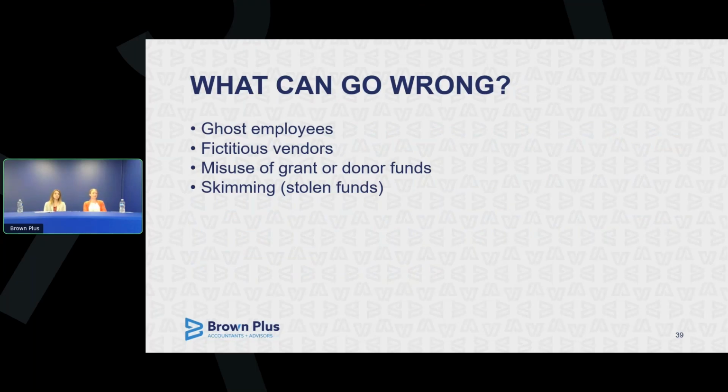Fictitious vendors, again, submitting a fake invoice, getting it paid, that check going to either their account or their address or an address that they can control. Again, that misuse of grant or donor funds is probably a big one, and even that's not necessarily just fraud. That could be just an error, a mistake. If you don't have enough people involved or somebody that knows enough about that grant, they could be misusing those funds. And that could be a negative to how you're going to get those funds going forward.